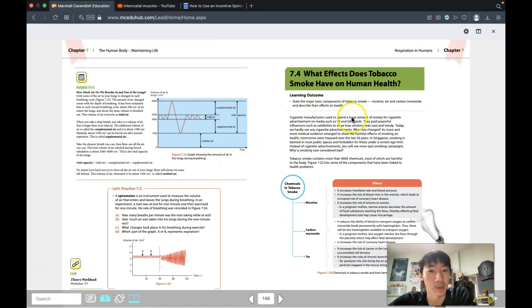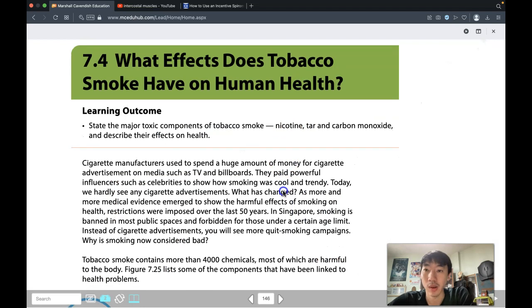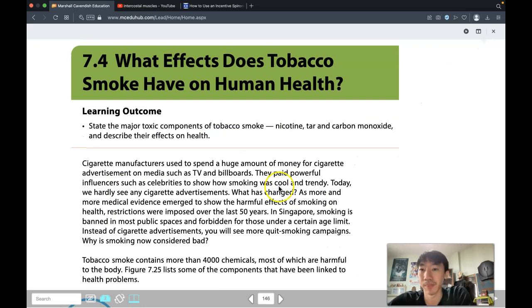Okay, now we're going to talk about the last part of the chapter, which is actually quite an important part of the chapter also. This is commonly tested. So what effects does tobacco smoke have on human health? And the learning outcome: state the major toxic components of tobacco smoke, nicotine, tar, and carbon monoxide, and describe their effects on health.